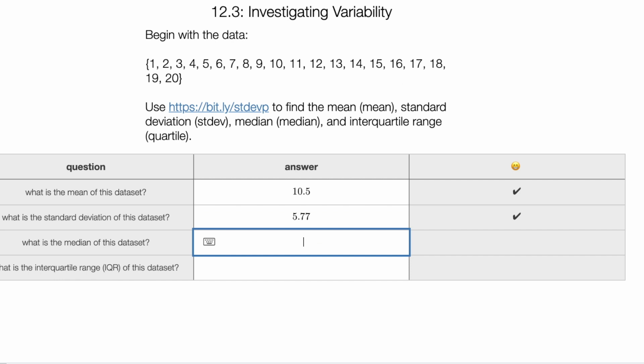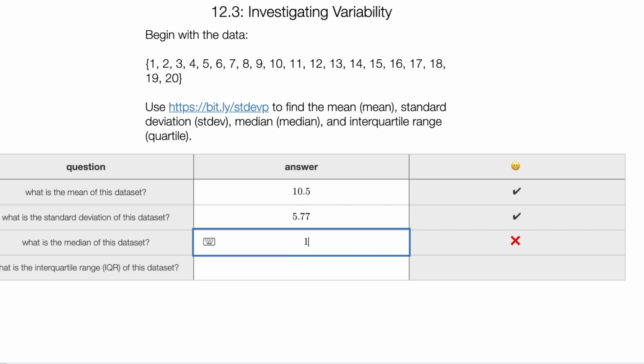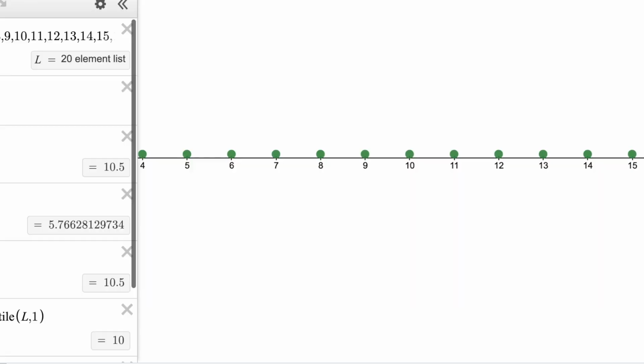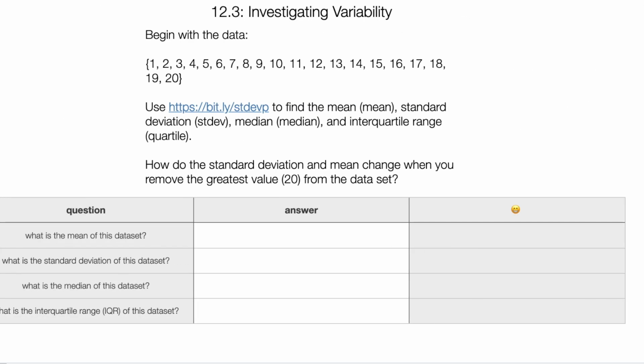What is the median? So go back. It tells you that. It's 10.5. And what is the interquartile range? Well, it tells you that too. Q3 minus Q1 is going to be 10. So all of those data values, that's all you had to do. So you could have watched mine. You could have clicked and looked yourself as well, but it's fine if you're just watching this video and typing in what I'm typing in.